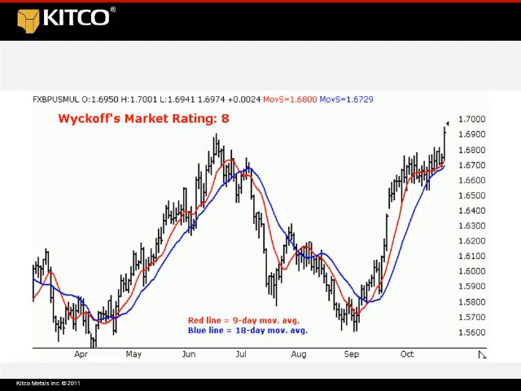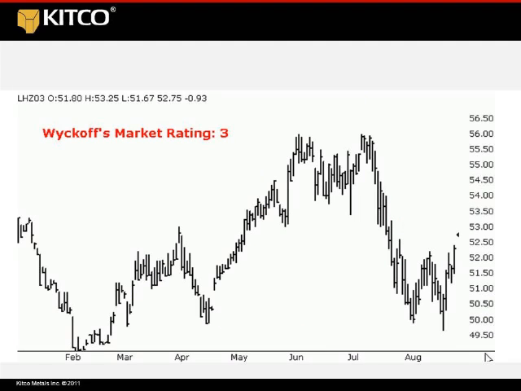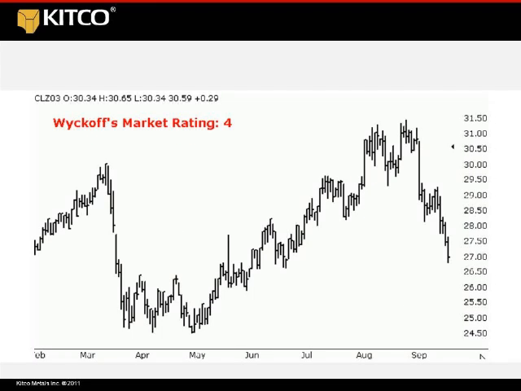Market rating of 4. The market has been trending lower for a while. The markets that are rated in the 4.5 to 4 to 3.5, those are good markets to think about. They're probably a decent selling opportunity. Here's another market rating of 5.5. We've pushed prices higher, but then we're just starting to chop around a little bit here. Market rating of 7.